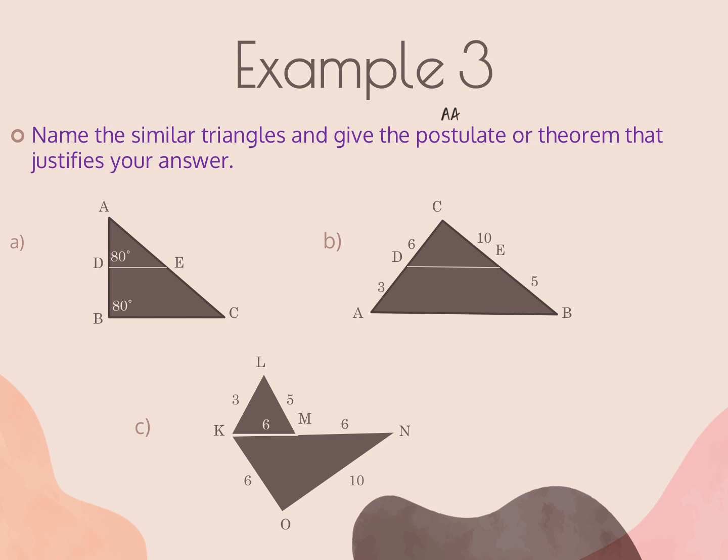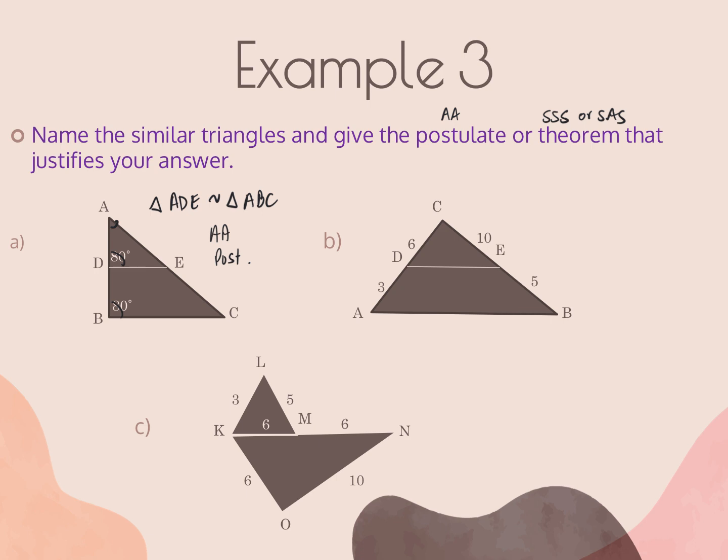So the postulate would be angle, angle, and the theorem would be side, side, side, or side, angle, side. So when I look at this one, notice that this angle here is equal to this angle here, right? And I know that angle A equals angle A, it equals itself. So I know that triangle ADE is going to be similar to triangle ABC because of angle, angle postulate.